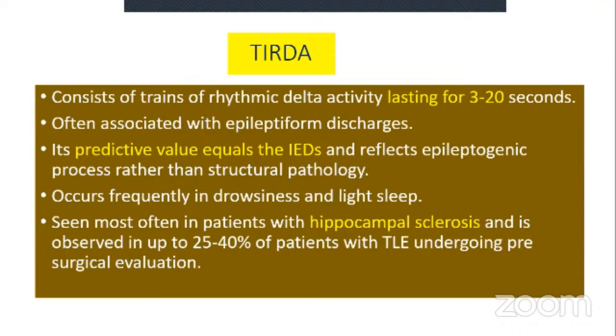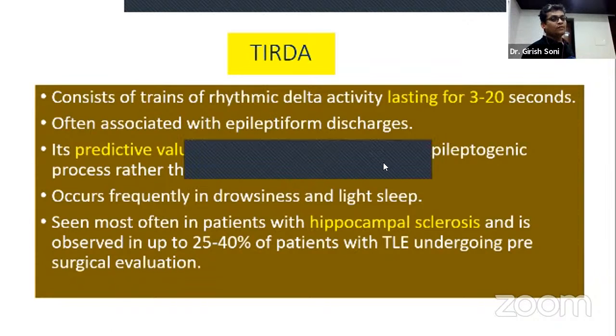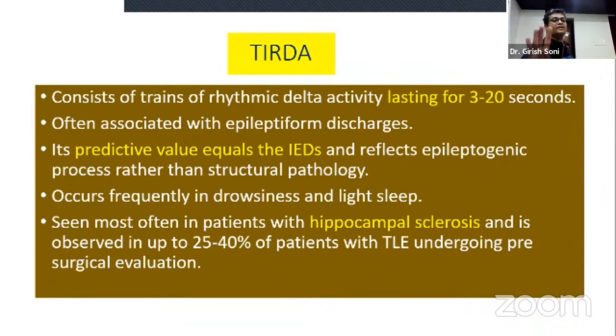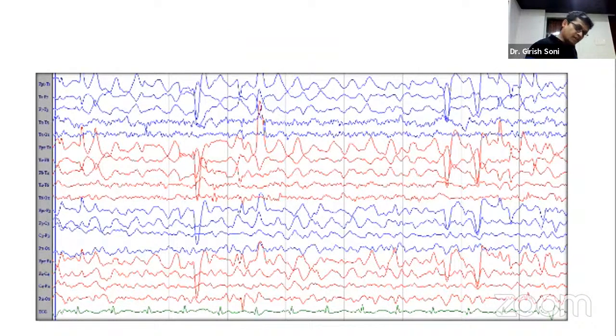So TIRDA represents rhythmic delta activity that lasts for more than 3 seconds and is often associated with epileptiform discharges. It is predictive of epileptiform interictal discharges. If you don't get interictal discharges, it signifies underlying hippocampal sclerosis or underlying hippocampal dysplasia. So whenever you are seeing EEG of hippocampal sclerosis, please look for TIRDA also, which signifies refractory epilepsy status.